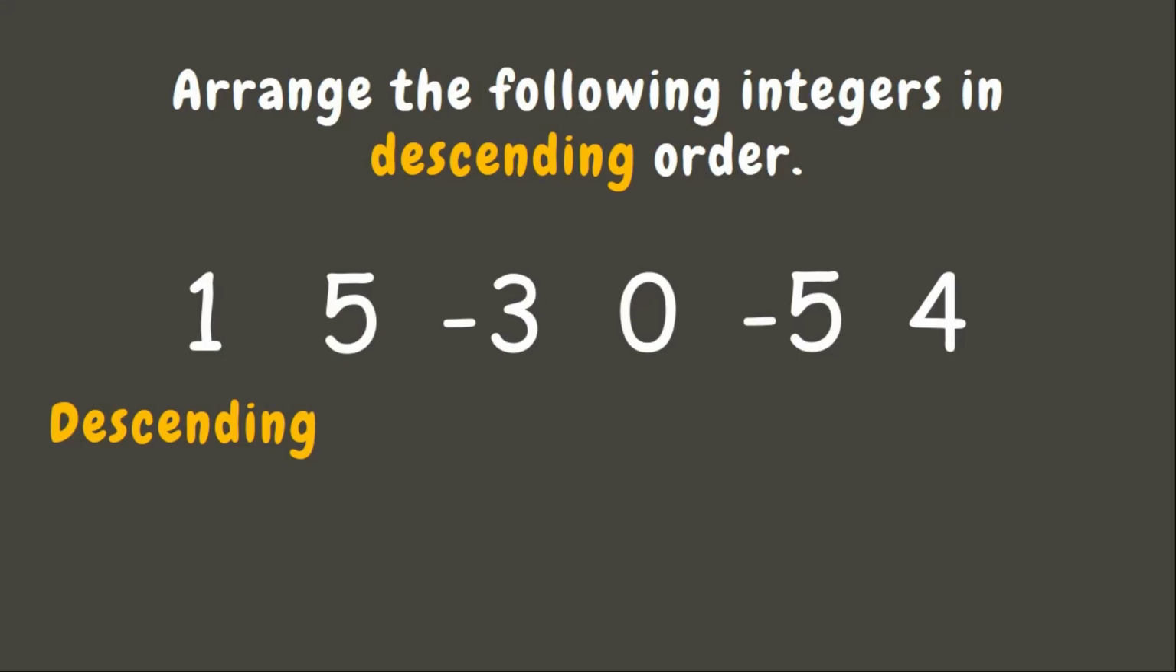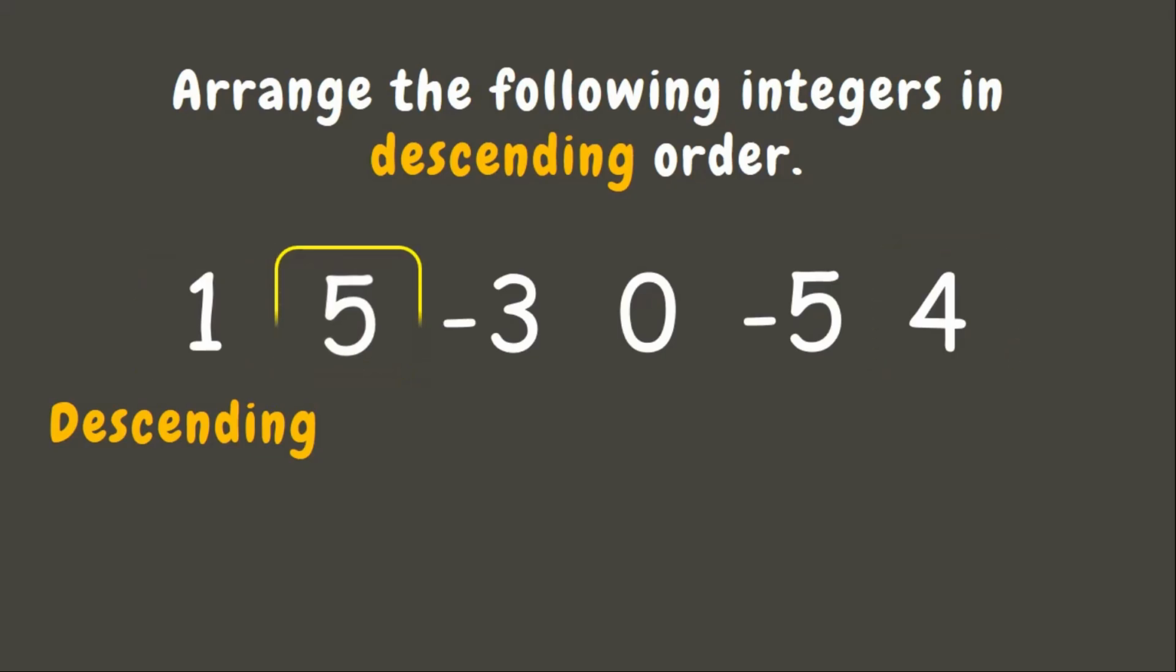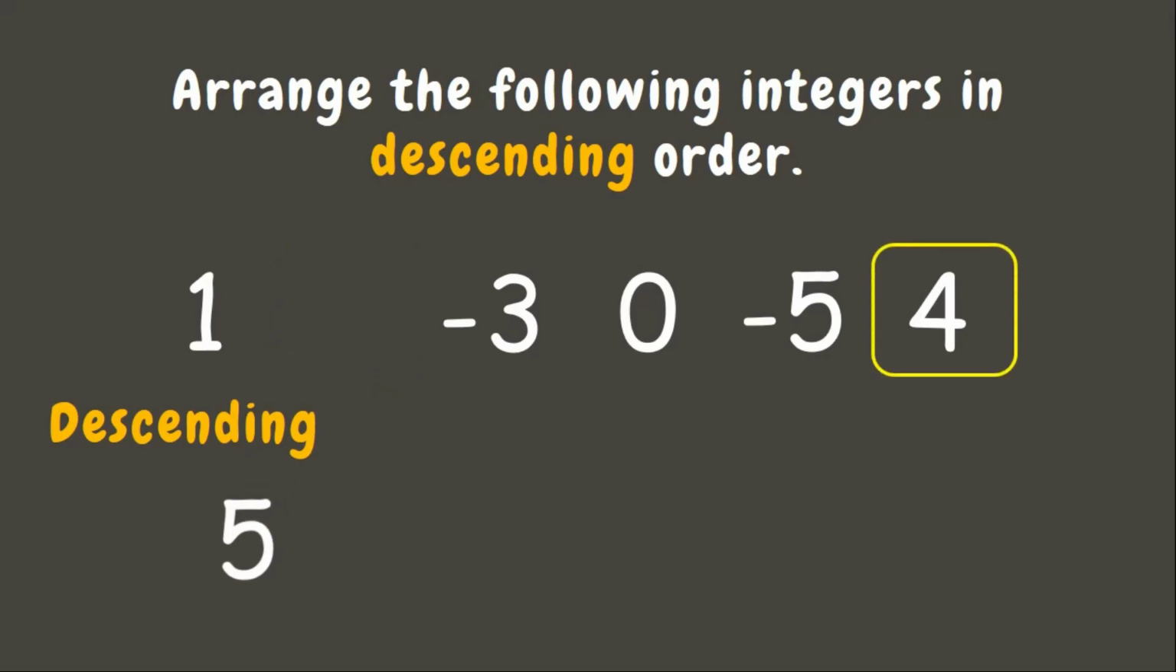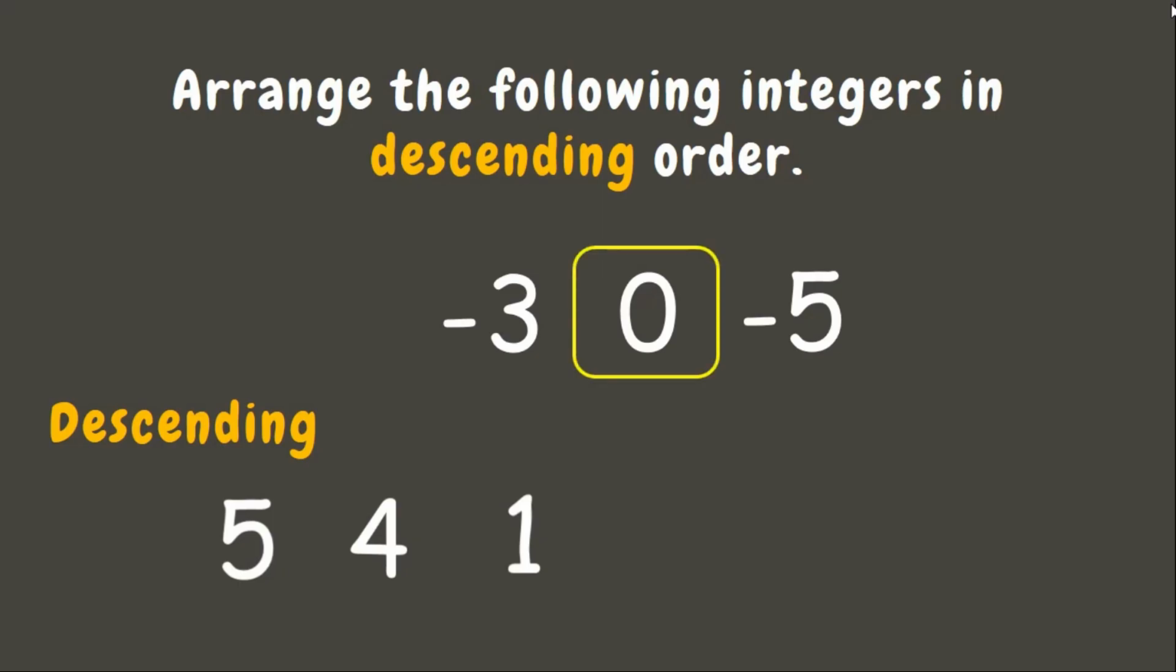So here, we are going to take a look first at the positive integers. Since we all know that positive integers are bigger than 0 and negative integers. Now we are going to arrange them from largest to smallest. And we know that positive 5 is the largest number. Next is positive 4. And since we already have one positive integer left here, which is positive 1, that would be our next number. Now, we already have 0 and negative integers left. And again, we already know that 0 is bigger than negative integers. So that will be our next number.